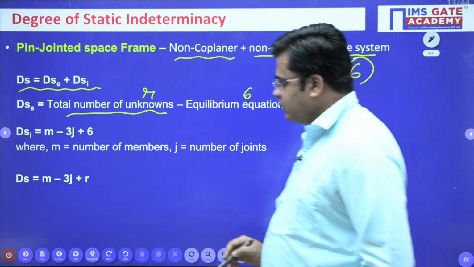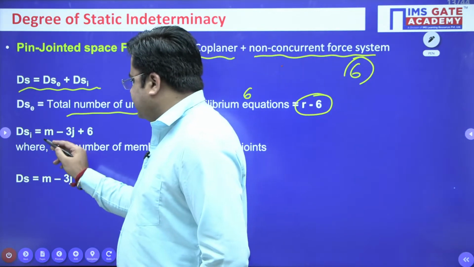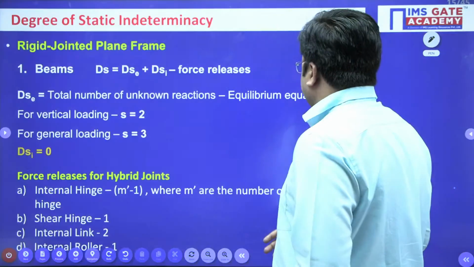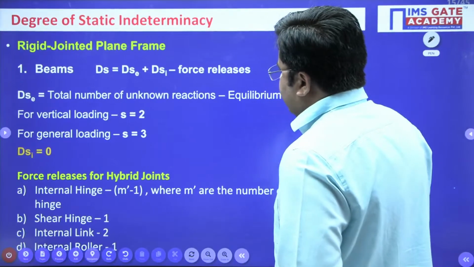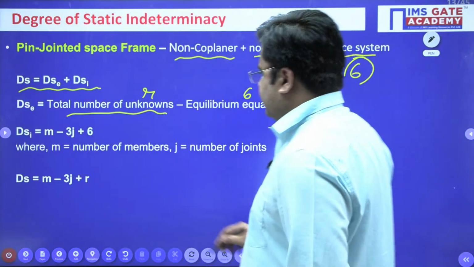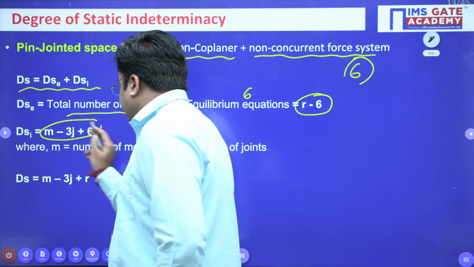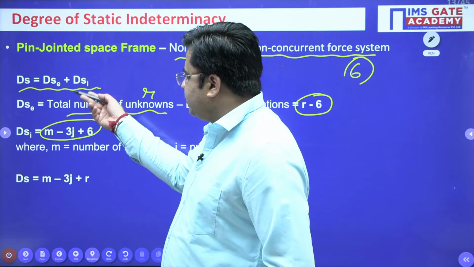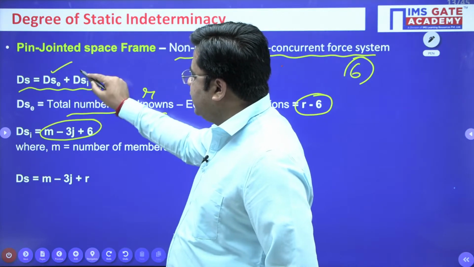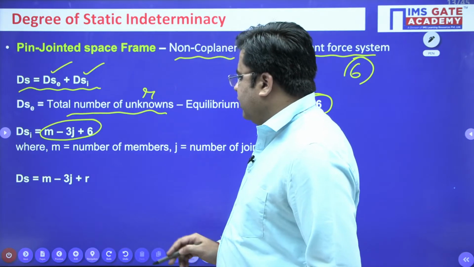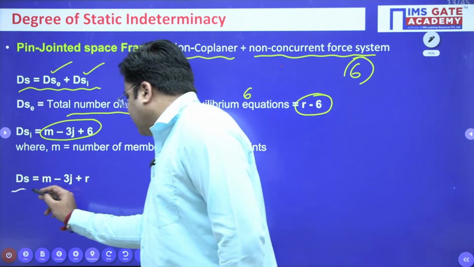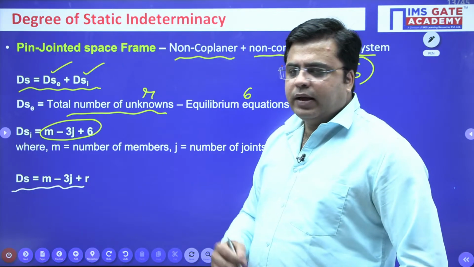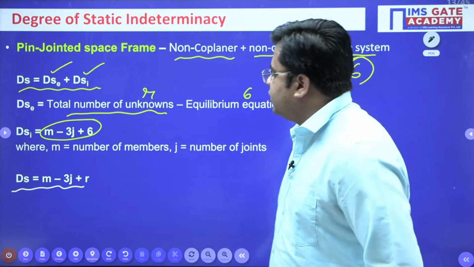Again, the degree of internal indeterminacy is m minus 3j plus 6. This is the degree of internal indeterminacy. Your total indeterminacy is just by adding the degree of external indeterminacy and the degree of internal indeterminacy, that is ds equals m minus 3j plus r. This is the total degree of indeterminacy that you have for a pin jointed space frame.